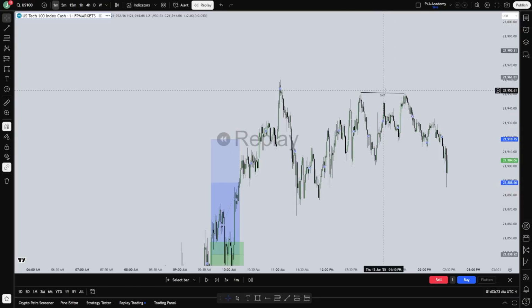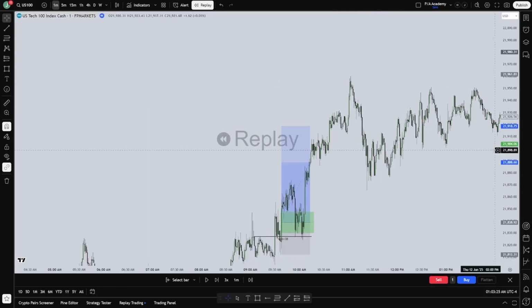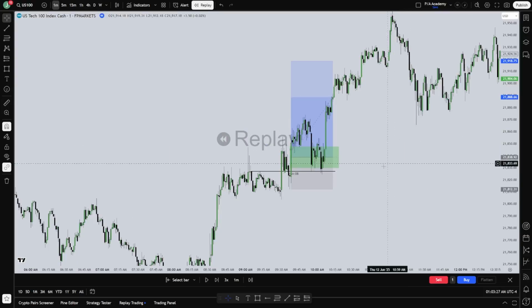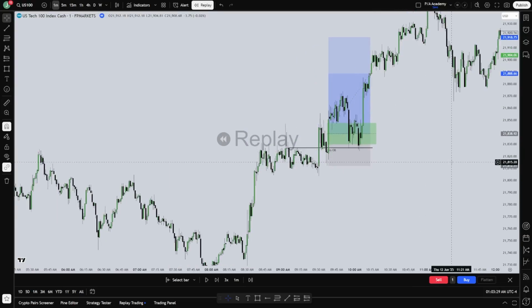So we also had SMT on that trade, if I forgot to mention. So keep that in mind. SMTs are an extra confluence. It's not something to take a trade off of. It's really just an extra confluence to the trade, making it more high probability.